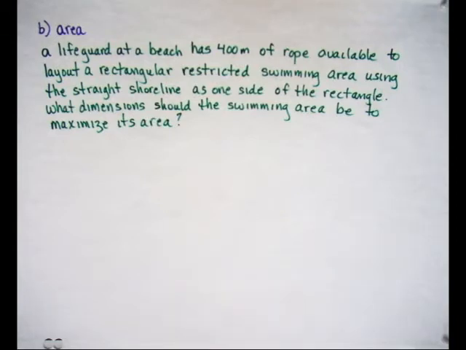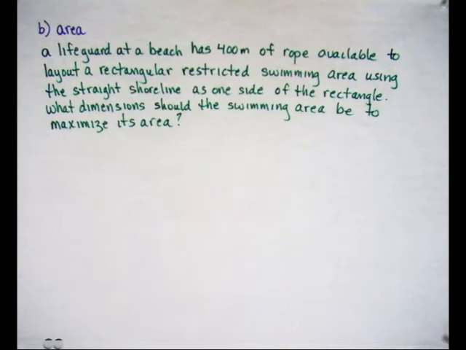We're going to look at one more category of optimization problems. This category is area. In this case, a lifeguard wants to rope off a rectangular swimming area in the water, and they have 400 meters of rope to do this with. They're going to use the shoreline as one of the sides of the rectangle. And the question is, what should the dimensions be of the swimming area in order to maximize its area?